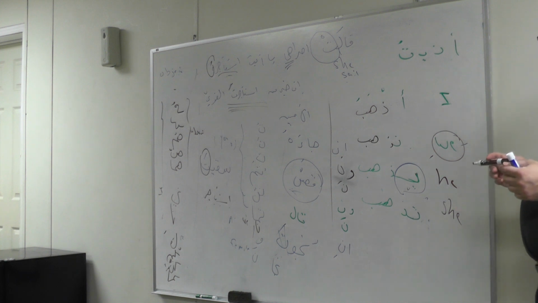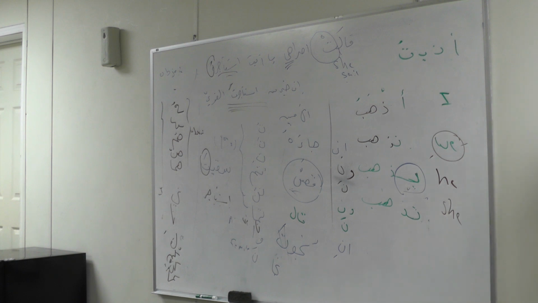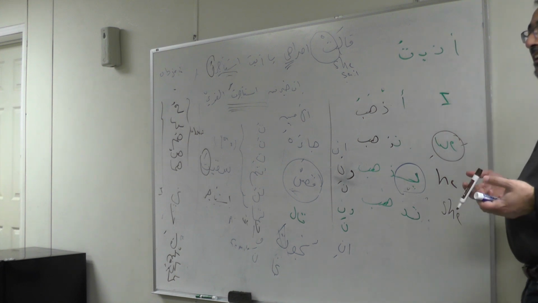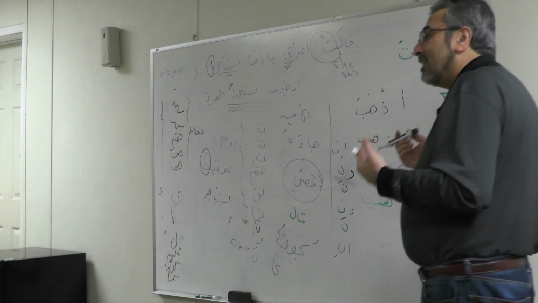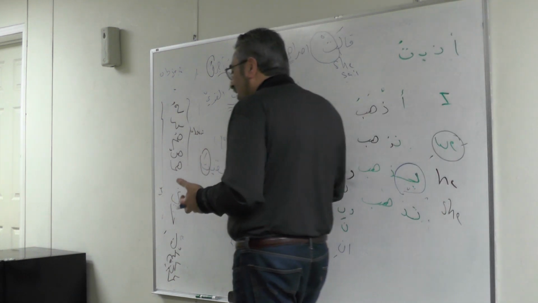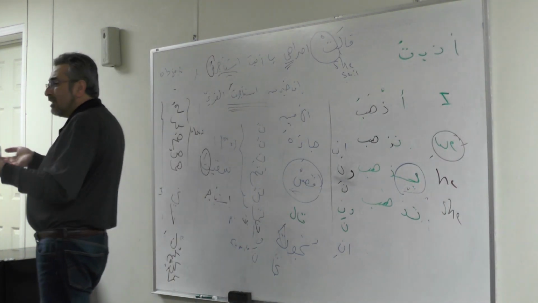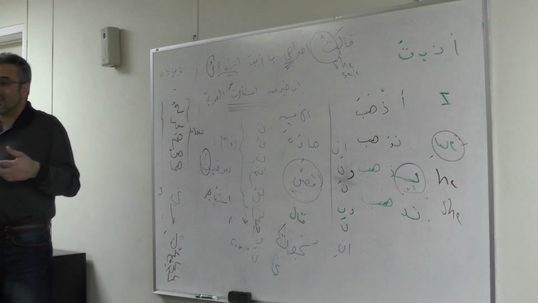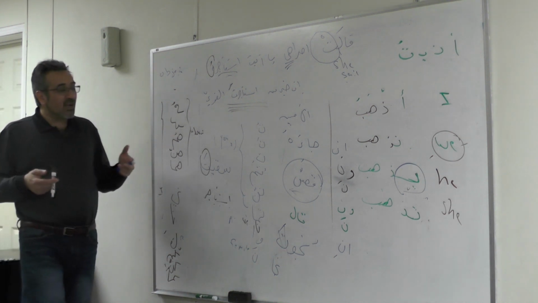فجاءت. Now she comes, but now she is shy. In the beginning, they were not shy, because he was a stranger and he was just asking a question. But now she's coming back with a message. Now there is that personal conversation. Her father is sending her back with a message. So she's coming shy. فجاءته إحداهما تمشي على استحياء قالت إن أبي يدعوك ليجزيك أجر ما سقيت فلما جاءه وقص.